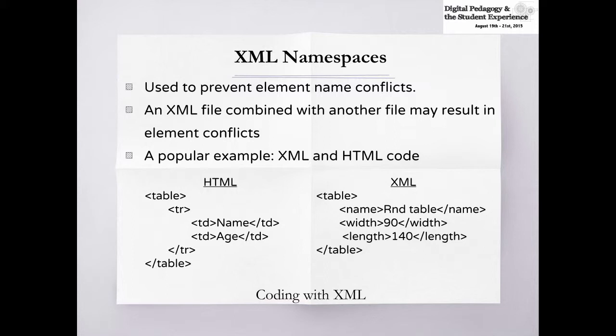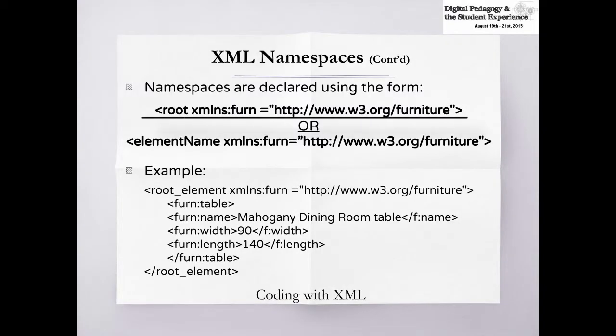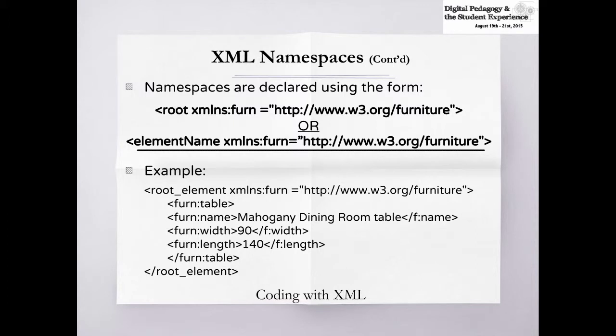So to avoid this problem, we use namespaces. They're declared using this form. And here's another example of another form that we can use to declare namespaces. You can either declare namespaces in root elements or in the element where they will be used. So here's my example of how namespaces appear so as to avoid confusion for the parser.